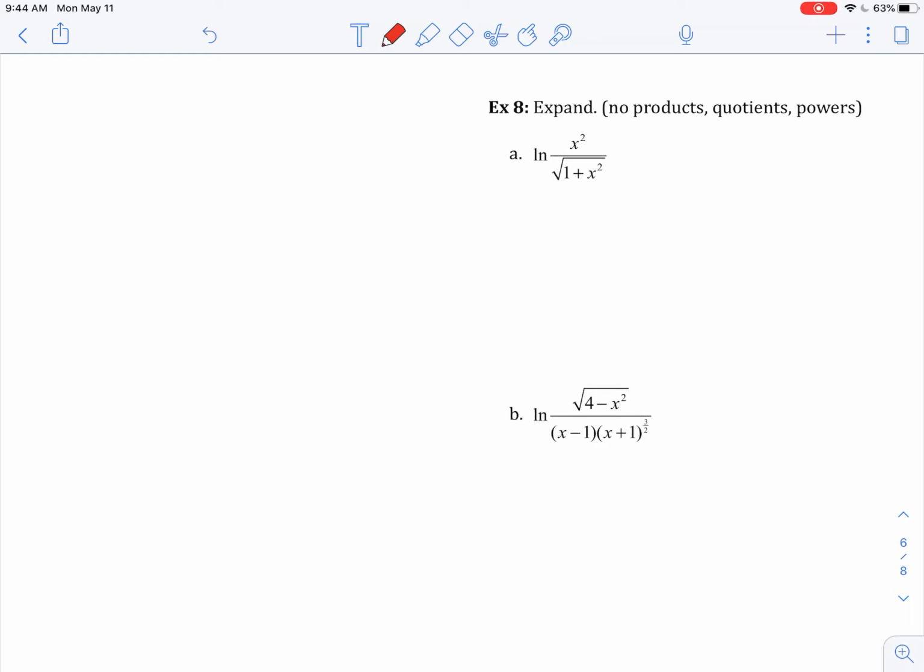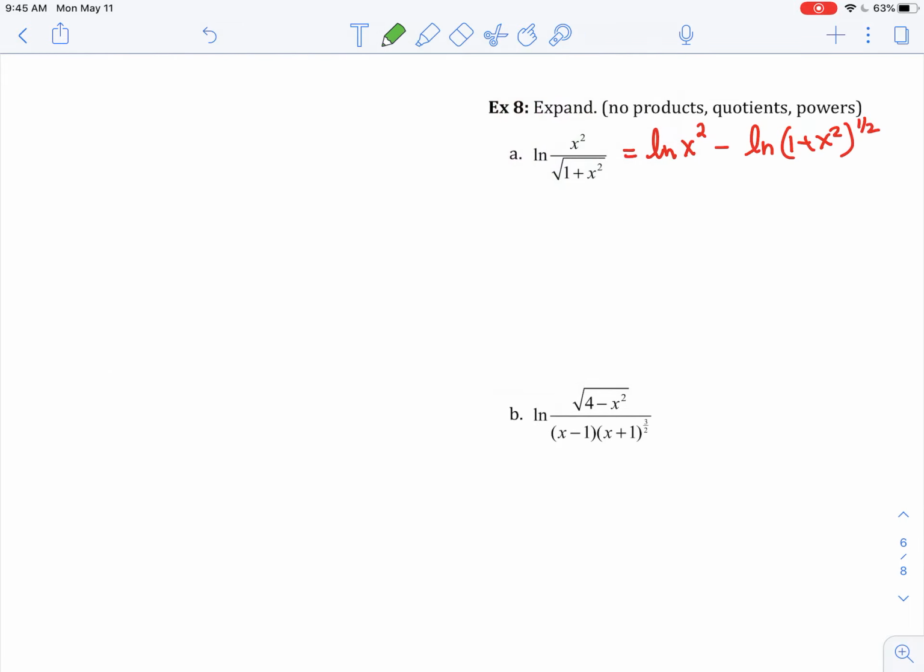So if we start with A, we have a single log quotient, and we know a single log quotient is equivalent to a log subtraction. So that would be the natural log of x squared minus the natural log of 1 plus x squared, and we know square root is the same thing as 1/2 power.